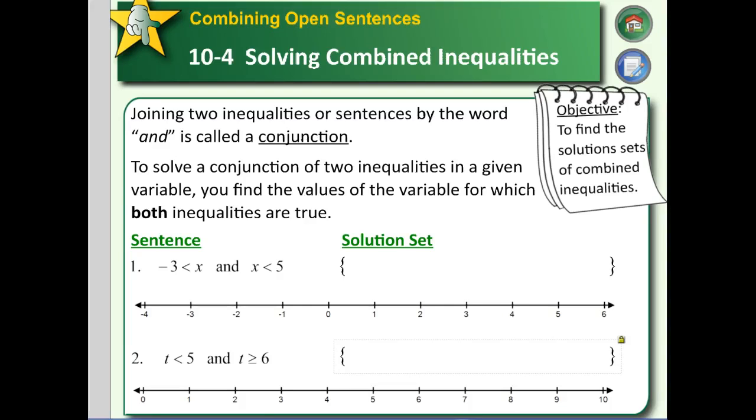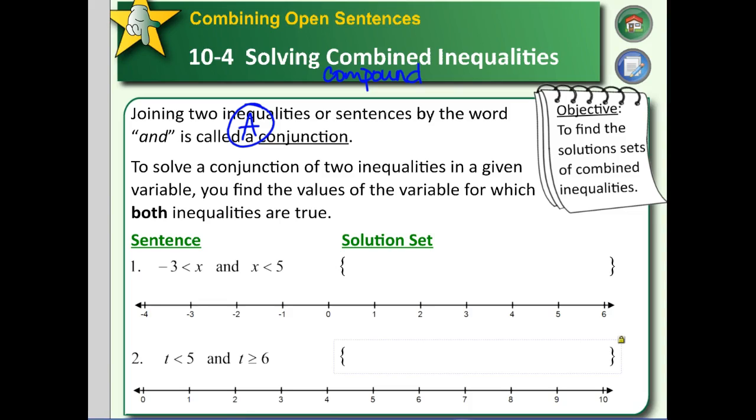All right, students, today we're going to look at the idea of solving combined inequalities. These combined inequalities can also be called compound inequalities. And we're going to see that there are two different types of compound inequalities. Okay, type number one is called conjunctions.